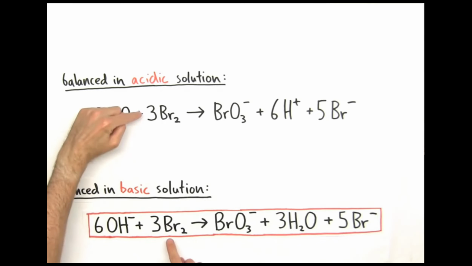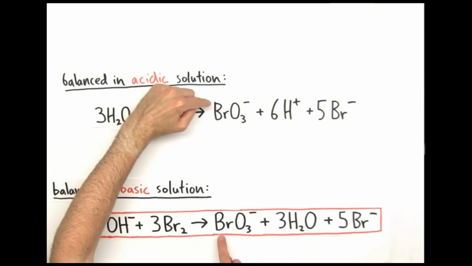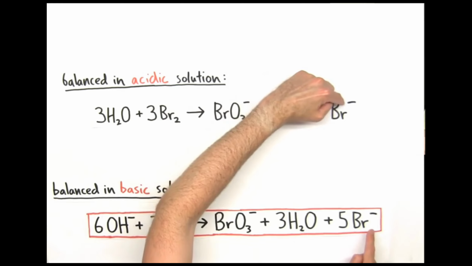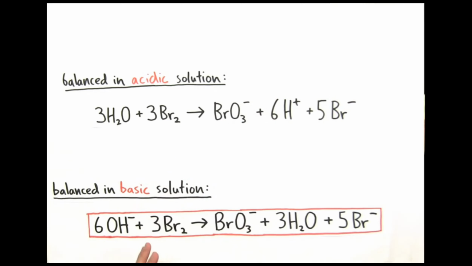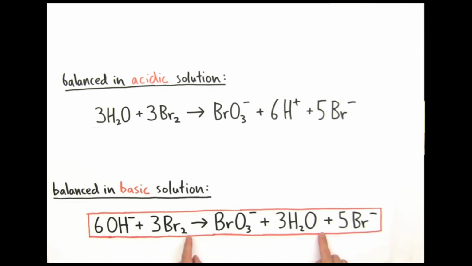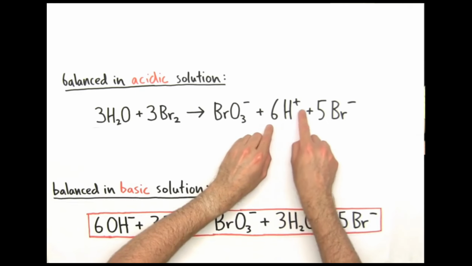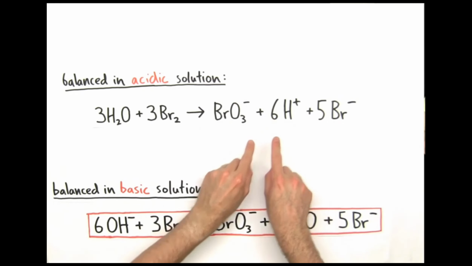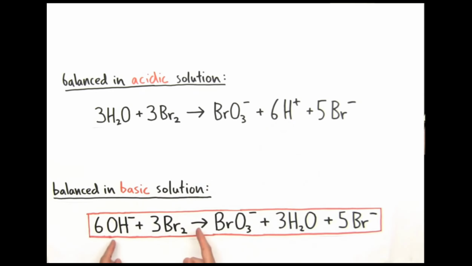What's the same? 3 Br2 are in both of them, BrO3 minus are in both of them, and 5 Br minus are in both. What has changed? We've done this crisscross that we did last time. The 3 H2O that were on the left side in the acidic equation are now on the right side in the basic equation here. And the 6 H plus that were on the right in the acidic solution have been replaced by 6 OH minus on the left in the basic solution.